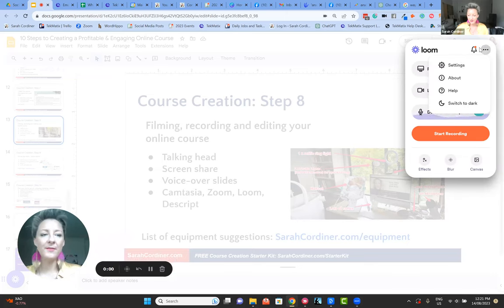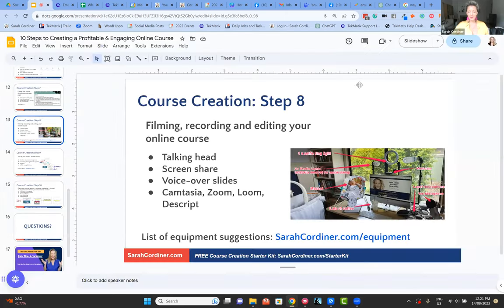Loom has a free version and a paid version. The paid version allows you to create unlimited videos at unlimited lengths. The free version, you can only do 5-minute videos. It's well worth the paid version, which off the top of my head, don't quote me on this, is about $15 a month or thereabouts. Again, it used to be extremely expensive to record course videos because you had to have incredibly expensive software. For $15 a month, you've got a tool that will record your screen and your head and your voice all at the same time with the click of one button. There's no excuse anymore.